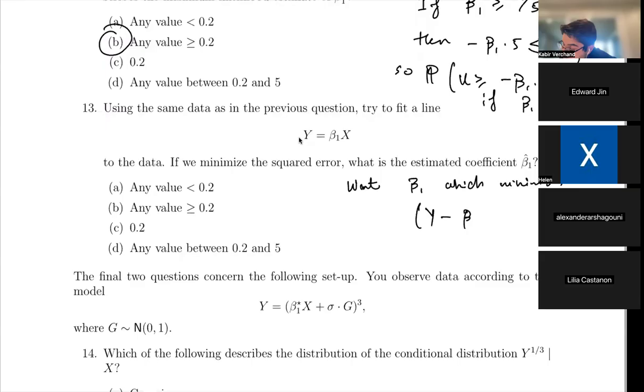y minus beta 1 x squared. We know what y is. So this is 1 minus beta 1. We know what x is. It's 5, squared. So we take beta hat 1. The minimizer of this is just 1/5, which is this quantity here.